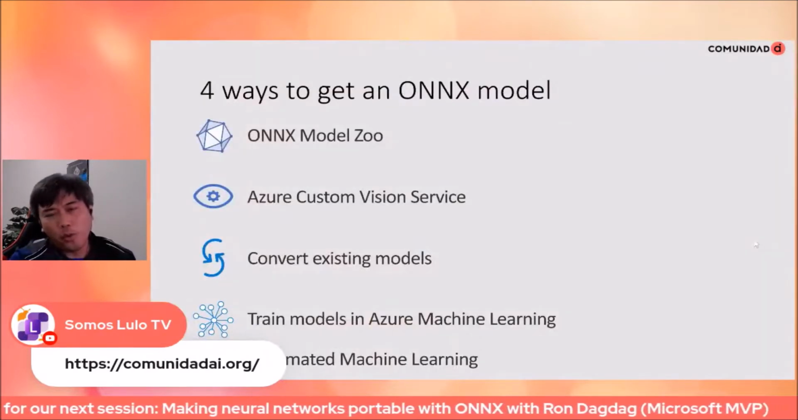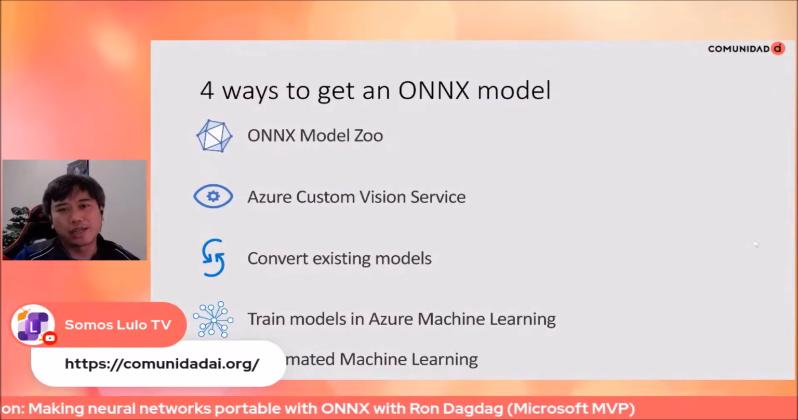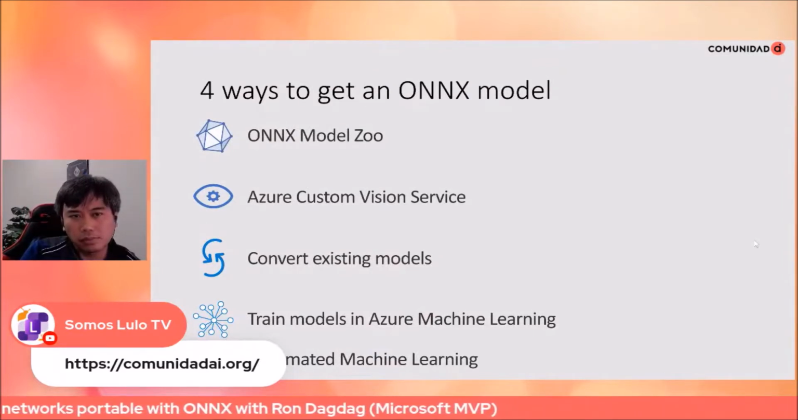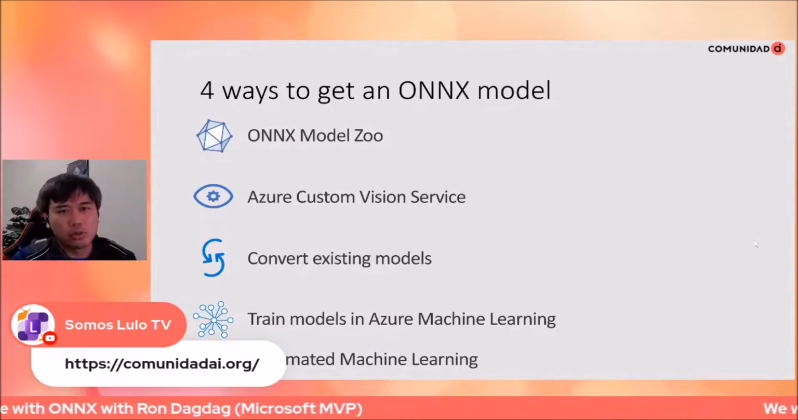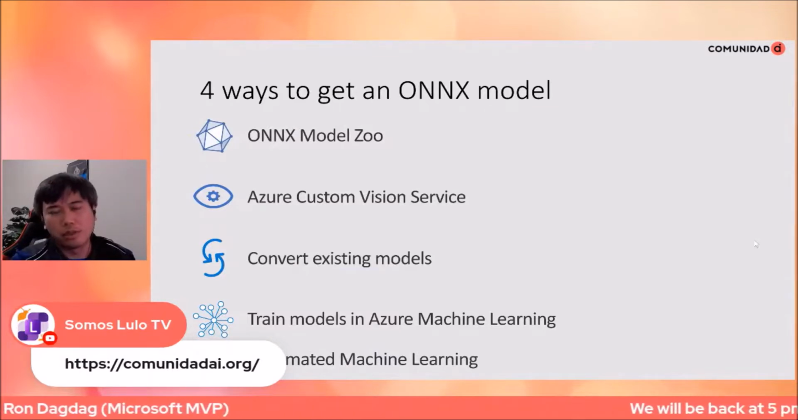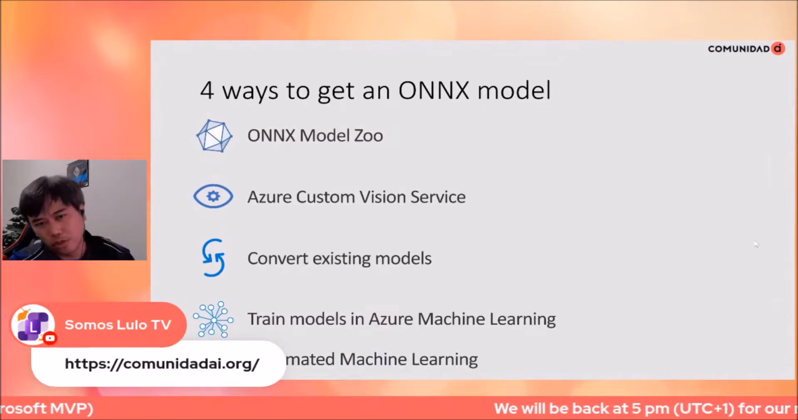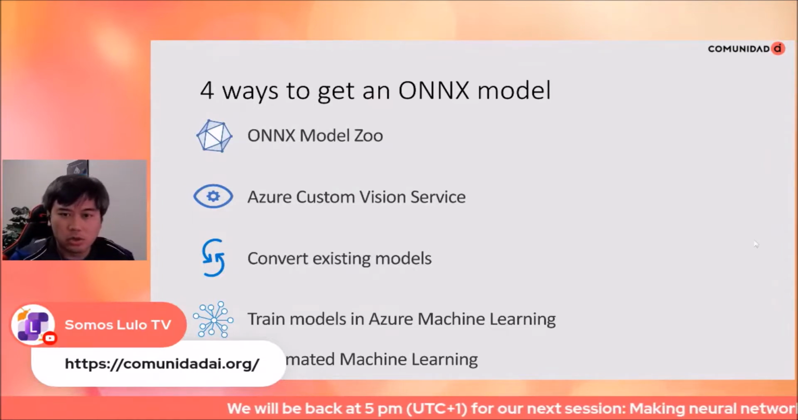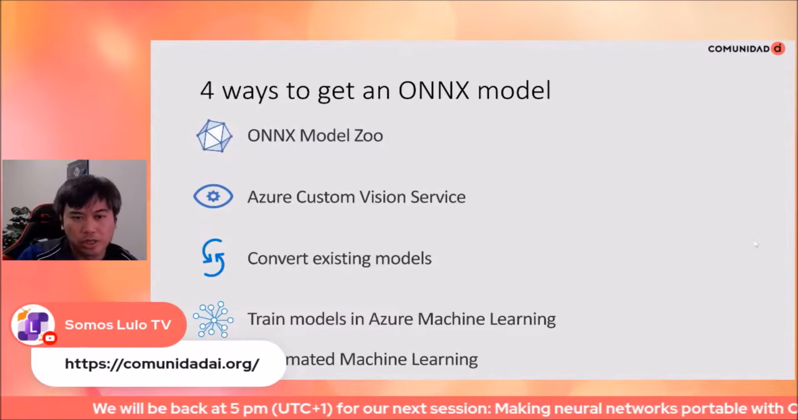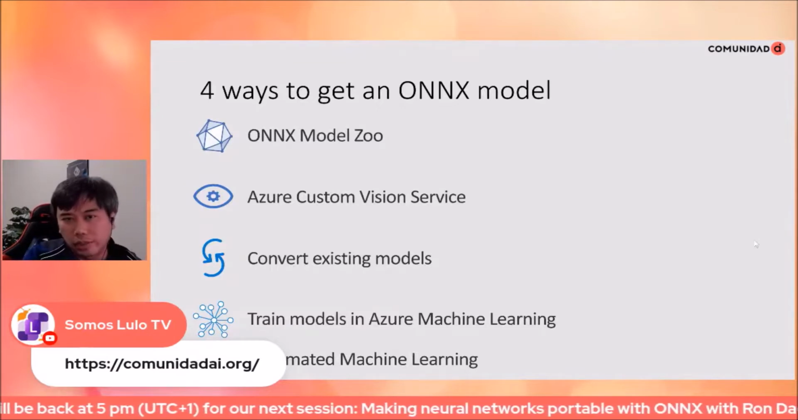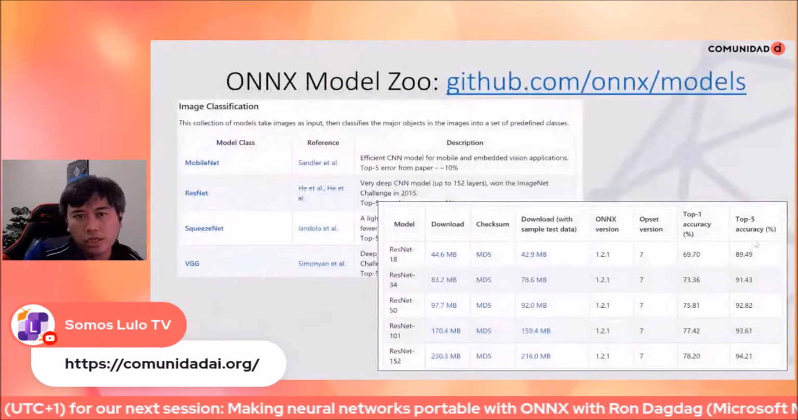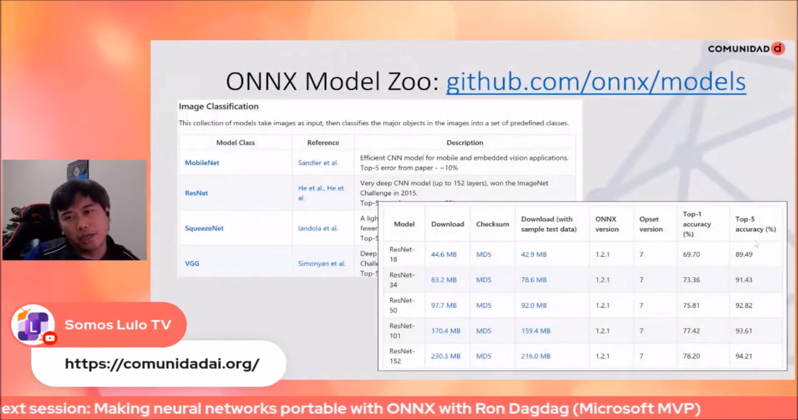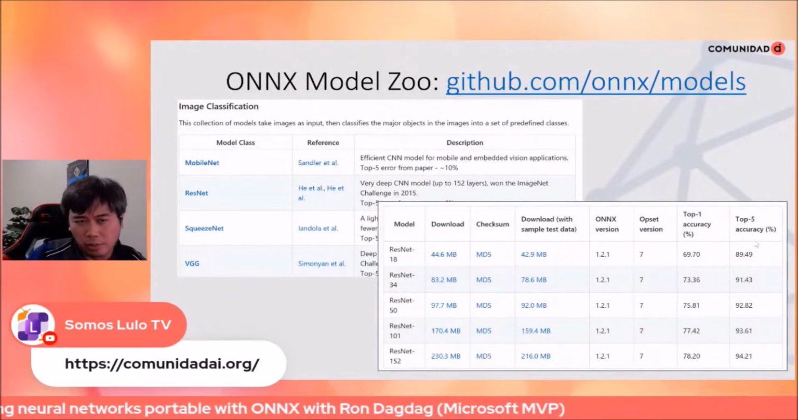So there are 4 ways on how you get an ONNX model. One is through ONNX Model Zoo. Another is through Custom Vision Service, converting it from an existing model, or trained using Azure Machine Learning or automated machine learning. So ONNX Model Zoo, it is on GitHub if you want to download some of these models.